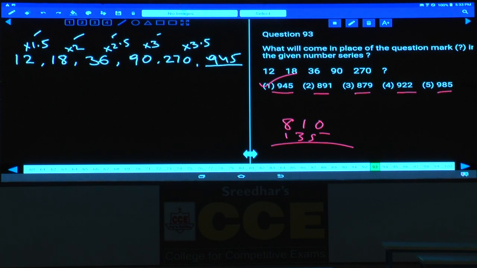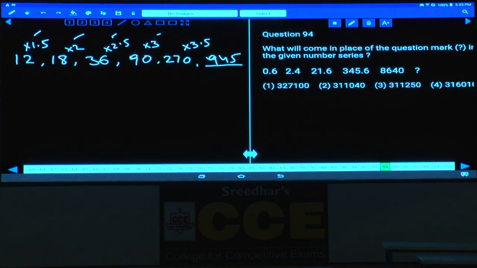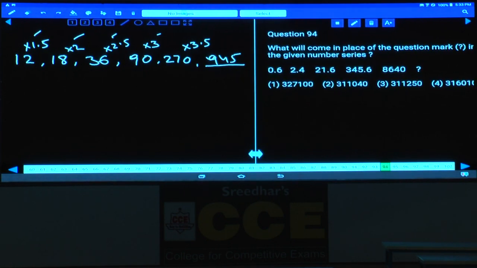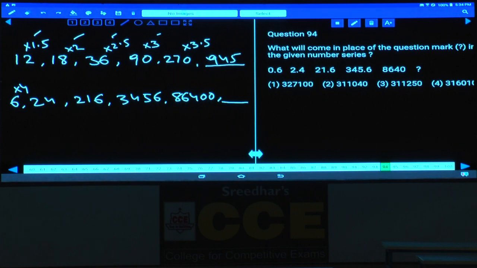Question number 93 done. Then question number 94. Now in this question number 94, it is starting with what? Now 0.6, 2.4 and 21.6, 345.6 and so on. If you remove these decimals, now 6, 24, 216 and 3456, removing the decimal is nothing but we are multiplying the number with 10, 86400. Then what should be the next one? Yes, tell me what is your answer here? Now 6 and 24, how to write this one? Into 4.